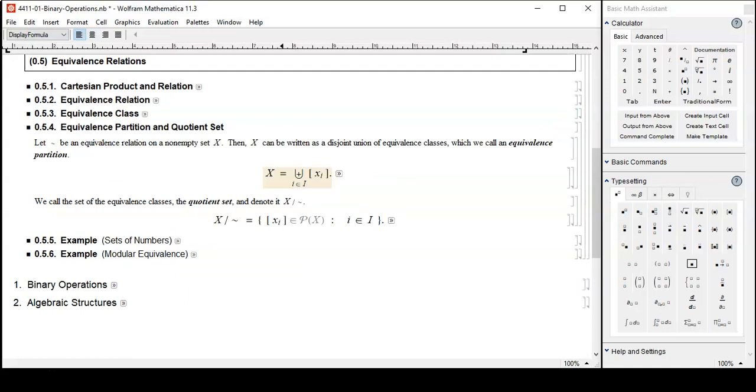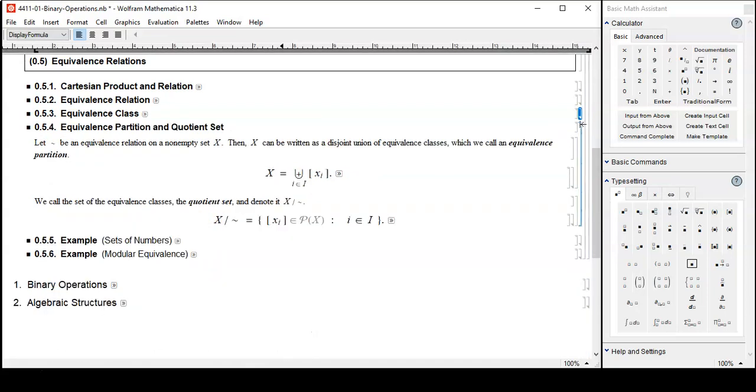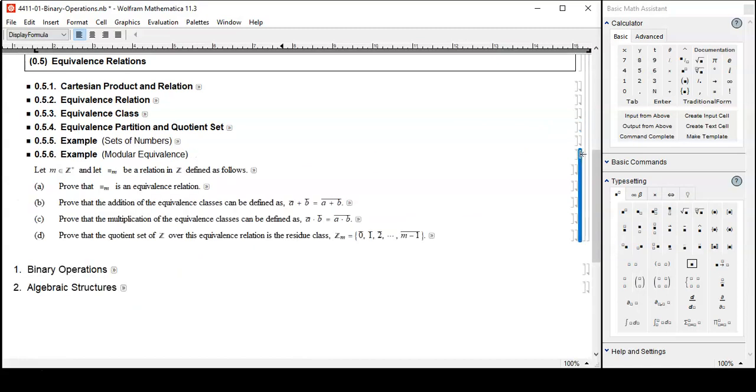And the set of all equivalent classes is called a quotient set, and the cardinality of the quotient set can be significantly less than that of the original set, because each equivalence class can be humongous, but the number of equivalent classes may not be that large, because there are so many overlaps, so many duplicates. Remember that, and let's go to a concrete example of modular equivalence.